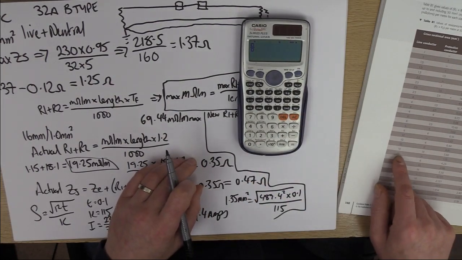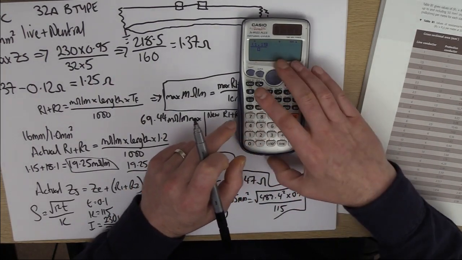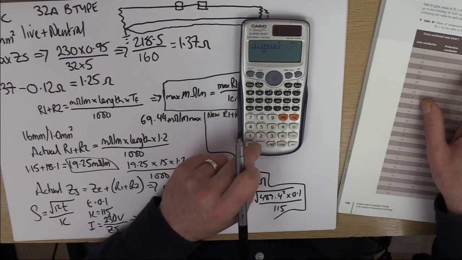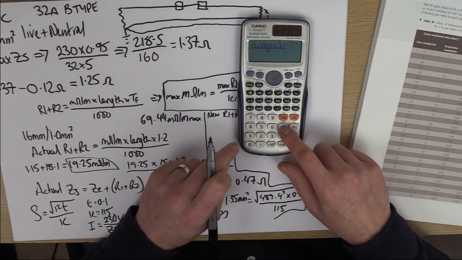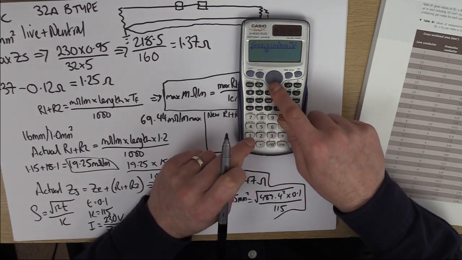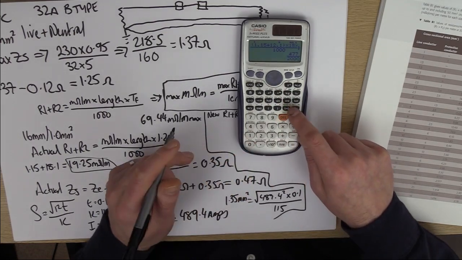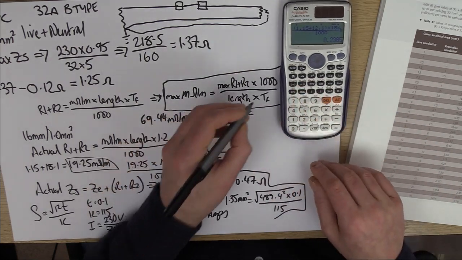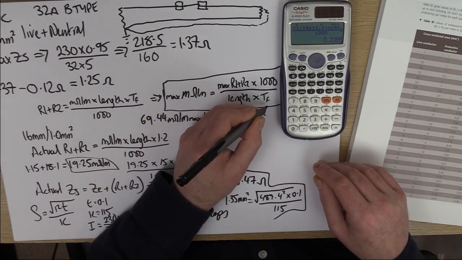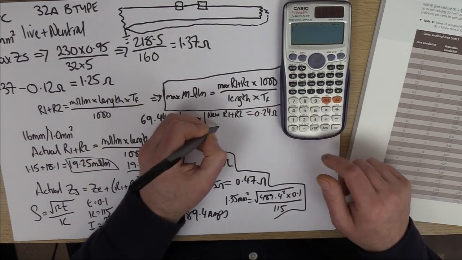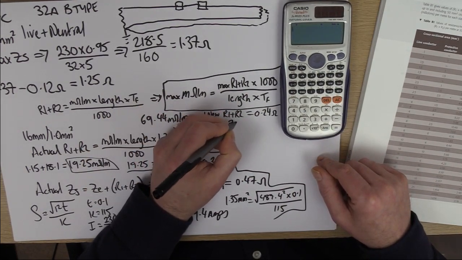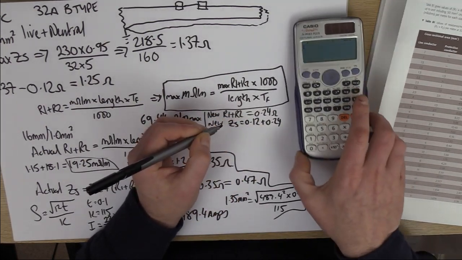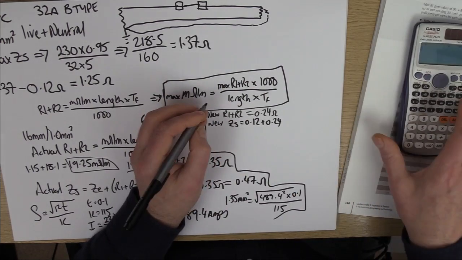So 16mm has 1.15 milliamps per meter. Let's say 1.5, so that's 12.1 milliamps per meter, times it by our length and temperature factor over 1000. So our new R1 R2 would be less, 0.24, which means our new ZS would be 0.12 plus 0.24, 0.36.